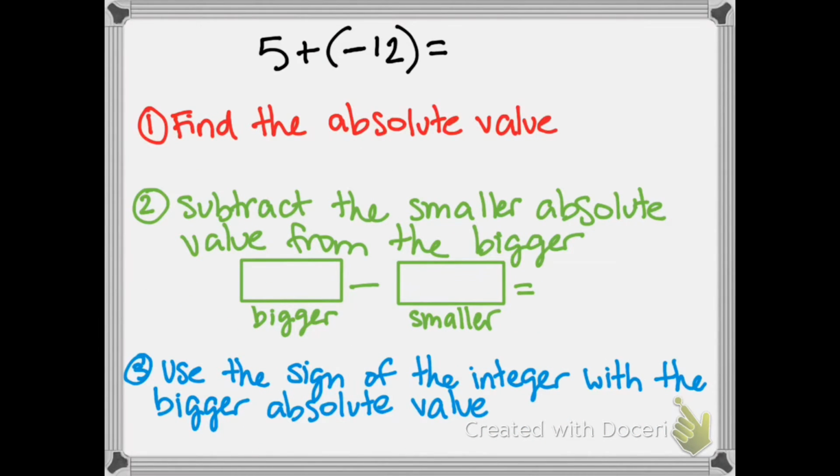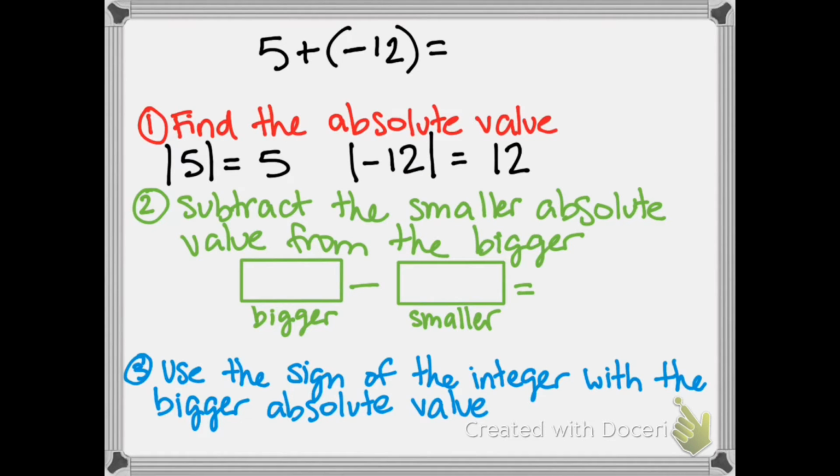All right, so here's an example. I see that I am adding and my 2 integers have different signs because one of them is a positive number and the other one is a negative number. So remember, there's an invisible positive sign in front of that, and this is a negative number. All right. So step number 1 tells me that I need to find the absolute value of both of these numbers. So the absolute value of 5 is 5, and the absolute value of negative 12 is 12.